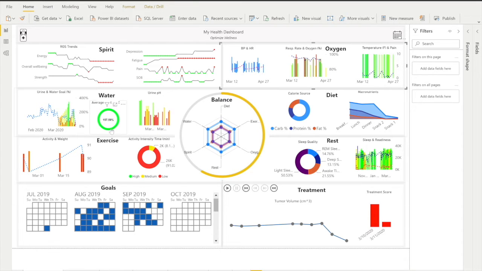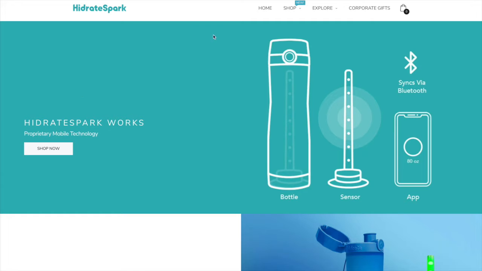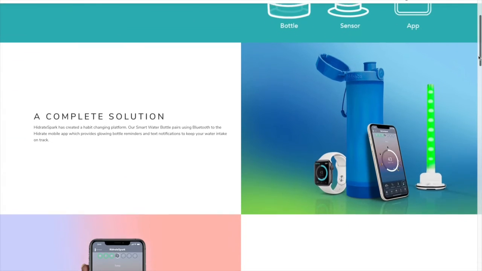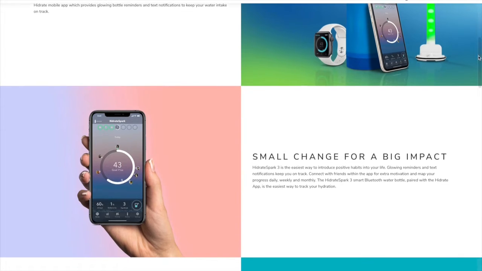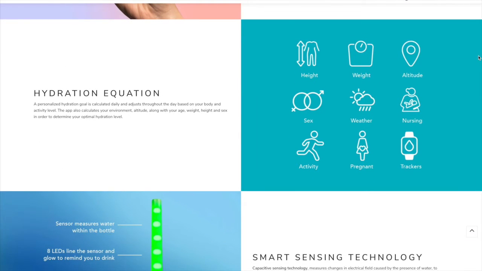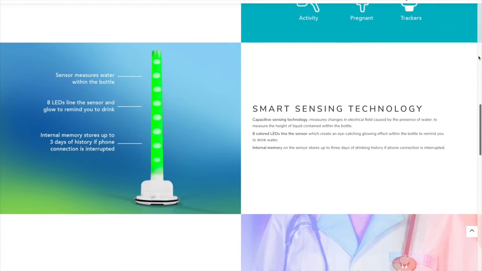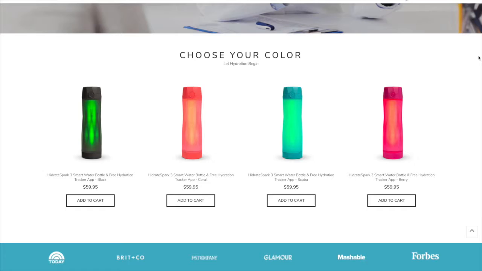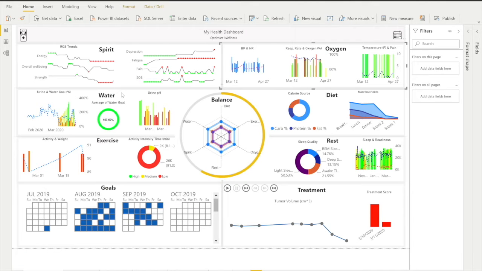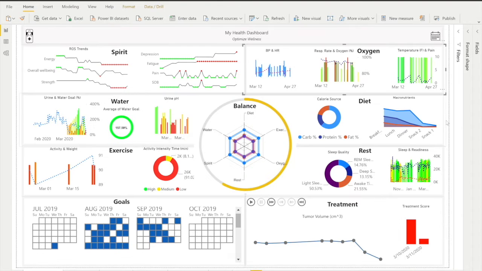Likewise, this patient drinks plenty of water, indicated by 150% of the recommended goal, and that goal is coming from a Hidrate Spark water bottle that automatically tracks the patient's water intake. You can even graph a patient's urine pH if that is valuable to the protocol that you are using. You see an acidic pH is indicated in red, whereas a more alkaline pH is indicated here in green.